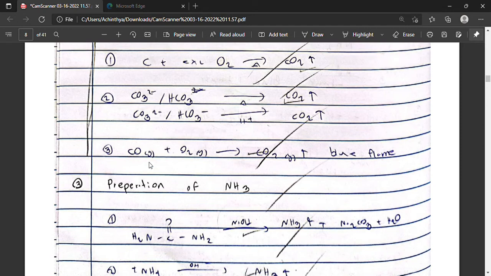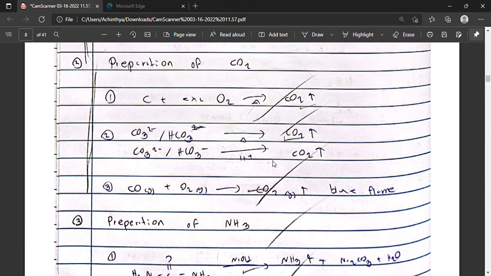The last way of doing so is by reacting carbon monoxide with oxygen at extremely high temperatures, like in a blue flame. That's another way of getting carbon dioxide. This is by far the most convenient way of obtaining it. Go for this. Now, how do we get carbon monoxide?